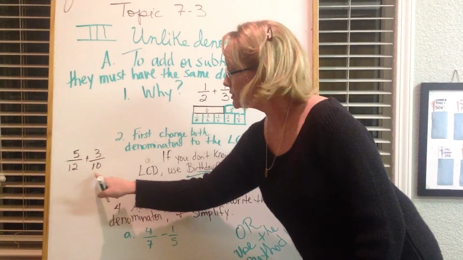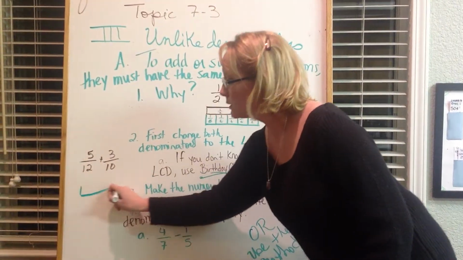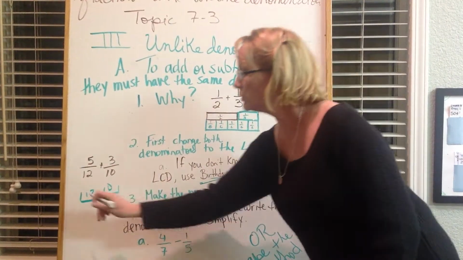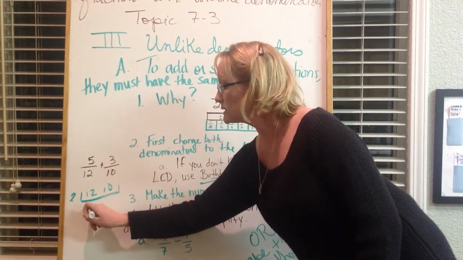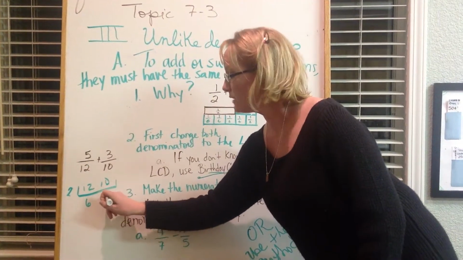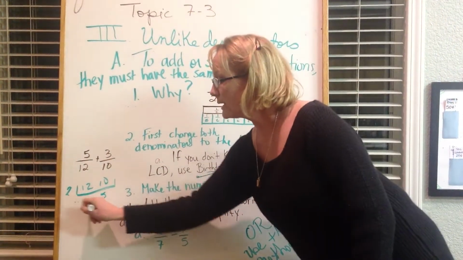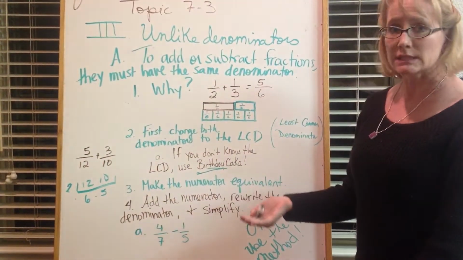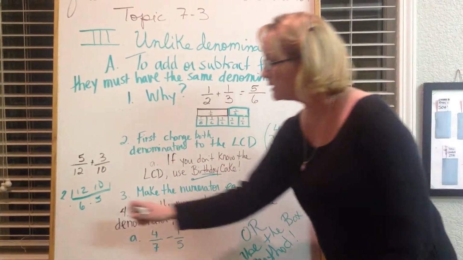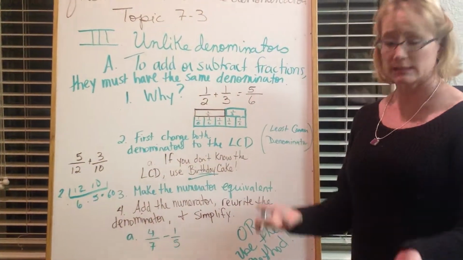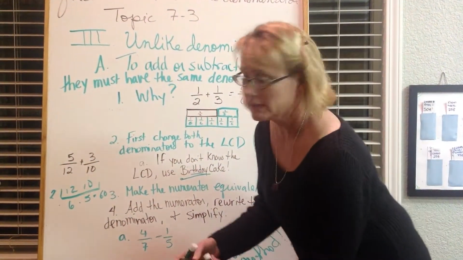So you take your denominators, 12 and 10, put them in our layer, 12 and 10. A number that can go into both 12 and 10 is 2. 2 goes into 12 6 times, and 2 goes into 10 5 times. There's nothing that goes into 6 and 5. So now we multiply all the numbers. 2 times 6 is 12, and 12 times 5 is 60. So their LCD, or their least common denominator, is 60.